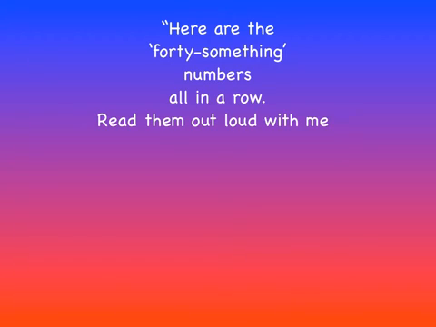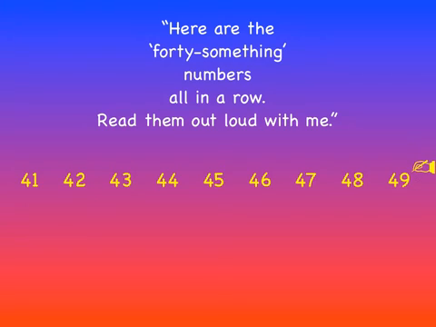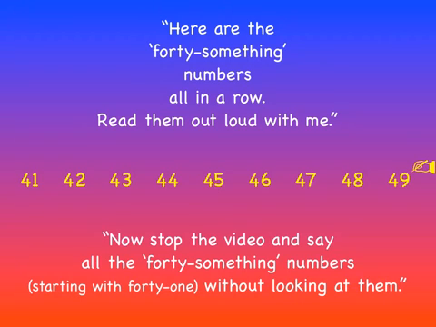Here are the 40-something numbers all in a row. Read them out loud with me. 41, 42, 43, 44, 45, 46, 47, 48, 49. Watch the students. Some of them may need you to go slower so that they can keep up and think, not just verbally imitate, but do it thoughtfully. So you might have to go slower for some of them. Now, stop the video and say all the 40-something numbers, starting with 41, without looking at them. Stop the video now. When you're done, then start it up again.